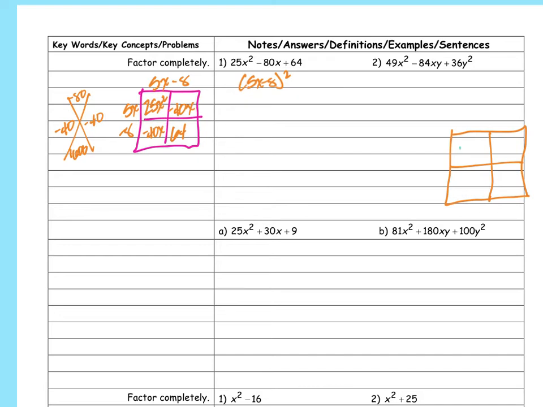I've got, let's see, 49x squared and 36y squared. So I need two numbers that add up to be negative 84 and multiply to be 49 times 36. Whew. 1764. So, let's see. Yes. Pretty sure it's going to be negative 42 and negative 42.